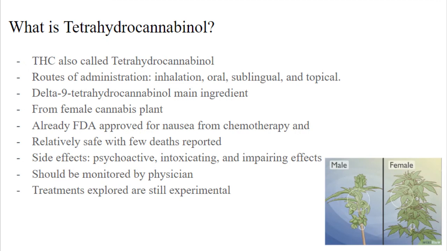THC, which is short for tetrahydrocannabinol, is the major psychoactive component in marijuana. Delta-9 tetrahydrocannabinol is the compound that is most responsible for the intoxicating effects, and this chemical is found in the resin produced by leaves and buds of the primarily female cannabis plant. The plant produces around 500 other compounds, 100 of which are considered cannabinoids, which means they are chemically related to THC. The main routes of administration are inhalation, oral, sublingual, and topical.